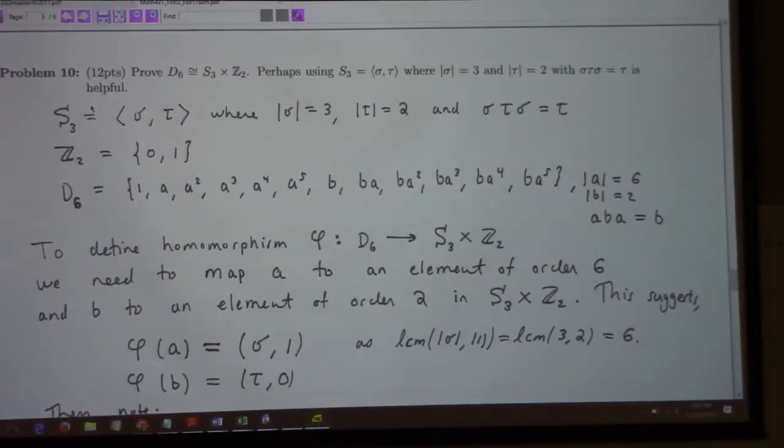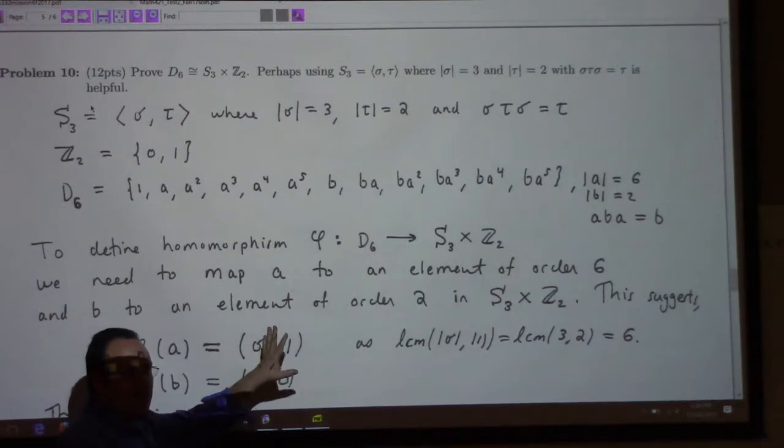So here, D6 has an element of order 6, right? It's got this A, which has order 6. And I'm claiming that it's isomorphic to S3 cross Z2. What has order 6 in S3 cross Z2? I think there are only two things. Sigma comma 1, and, excuse me, the one I chose, though, of course, was sigma comma 1. 1 has order 2 in Z2. Sigma has order 3. Least common multiple of 3 and 2 is 6. So this has to be where you map A to. You could also map it to sigma squared comma 1. Fine, but that'd be weird.